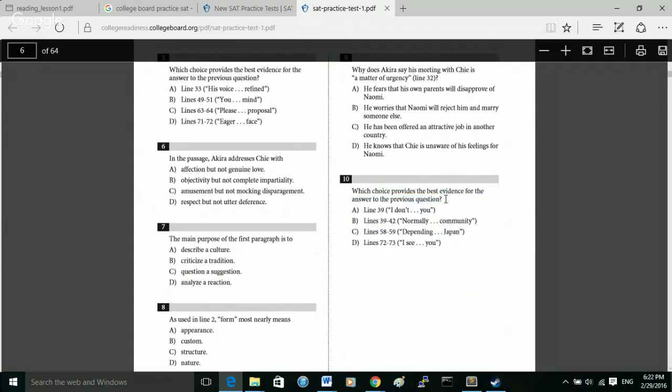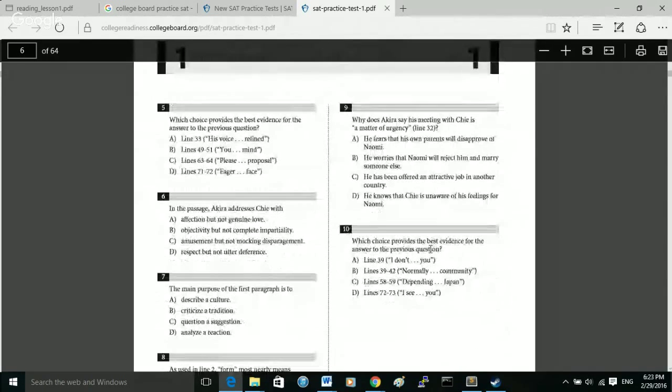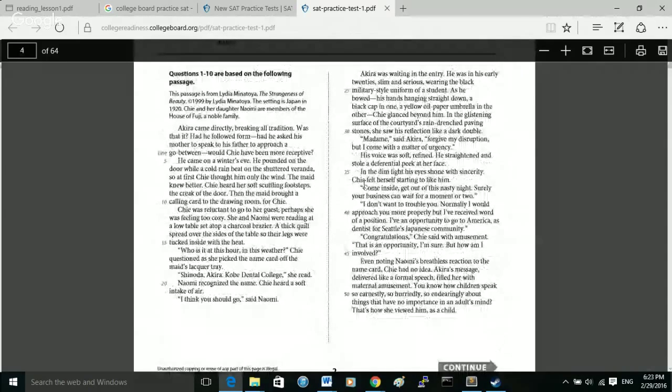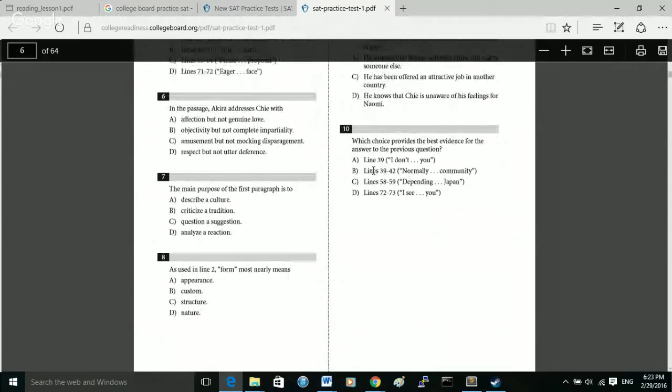See, question 10 is related to question 9. So we already found the answer, so we just got to make sure which line we found that in. So we found that in line 40 around 41. So we look for is line 41 an answer choice, and it is. Answer choice B is lines 39 to 42, and that's where we found our answer. So answer choice B is correct.